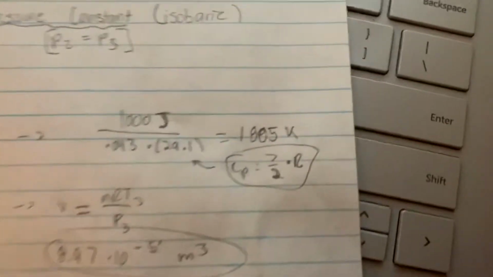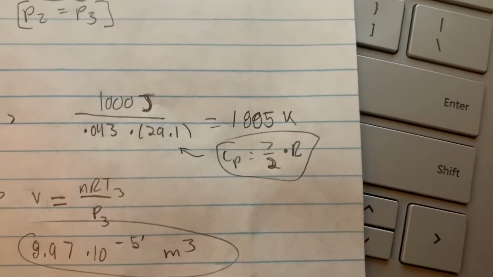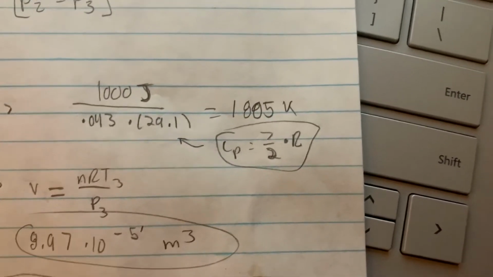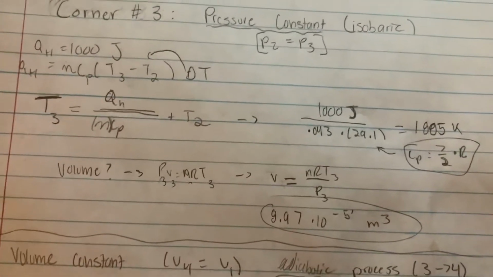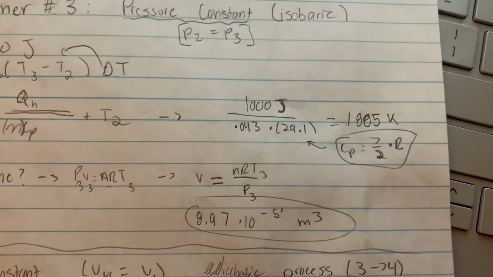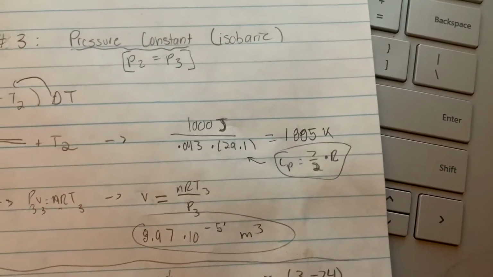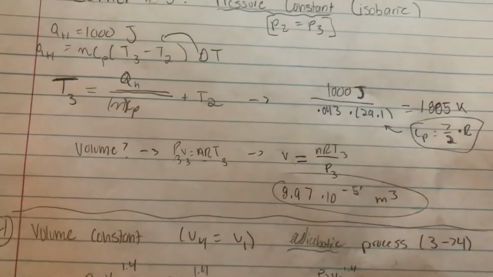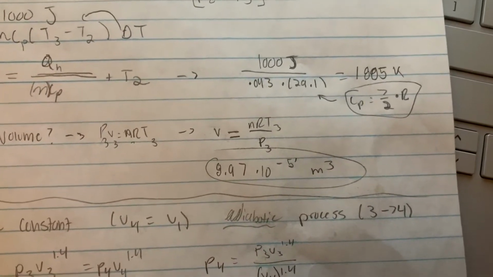If you don't know what CP is, it's right here: because this is a diatomic gas, it should be 7 over 2 times R, which is 8.314. Sorry, I blanked out, I forgot what the R is. So all that, 1000 joules over n times CP, which should be 29.1, plus T2, and you get 1805 Kelvin for your temperature. So what's your volume? Again, you use PV equals nRT with all the values you got for 3 so far. You plug in your values and get 8.97 times 10 to the negative 5th meters cubed.